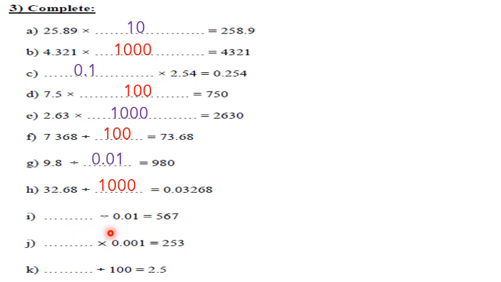What is the number divided by 0.01? Give me 567. Here we have a crazy decimal. That means as times 100. So let me see what is the number that I multiply by 100 to give me 567. That means I'm moving now to the left 2 places. So the number is 5.67. J, what is the number that is multiplied by 0.001? Give me 253. This is a crazy decimal.